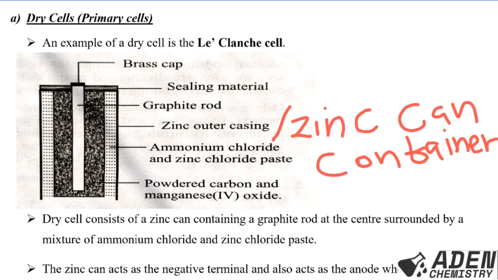Next we have ammonium chloride and also zinc chloride, which is in the form of a paste. Then next here we have bonded carbon and also manganese peroxide. Learners, we are supposed to know the roles of the bonded carbon and also manganese peroxide, so we are going to discuss them down there.